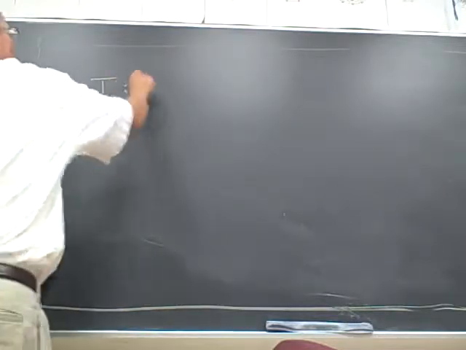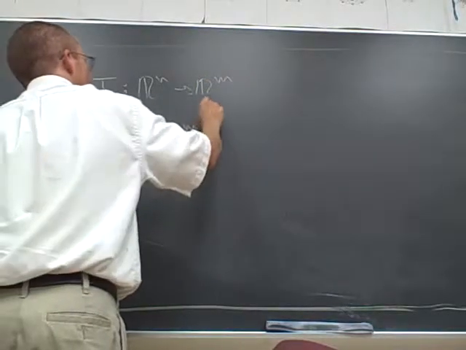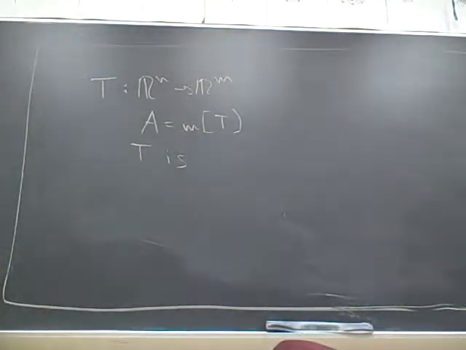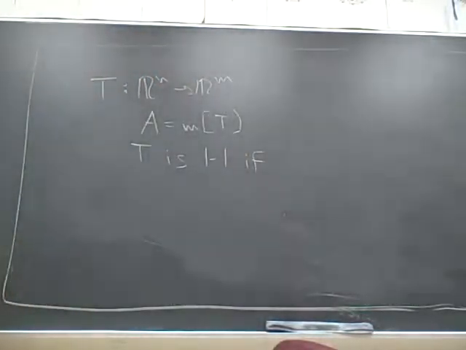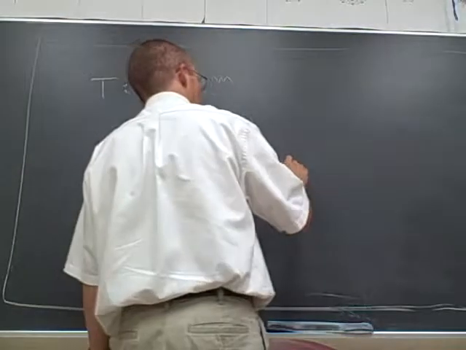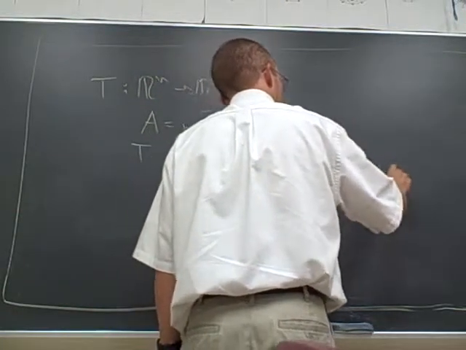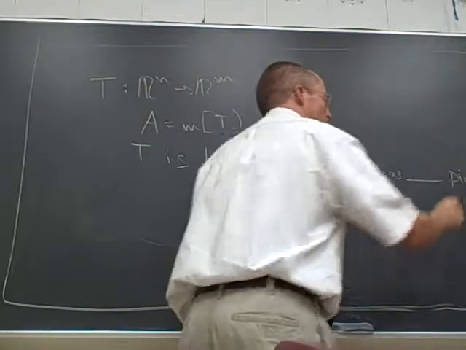And then 31. T is a linear transformation from Rn to Rm. A is the matrix of T. And T is basically what we just used. A is 1 to 1 if and only if A has a pivot in every column, its pivot columns.